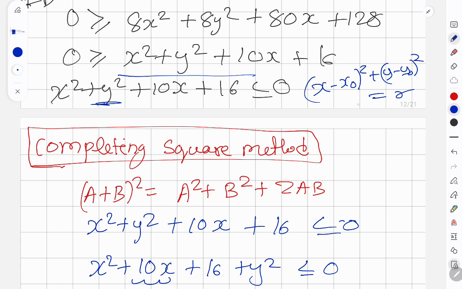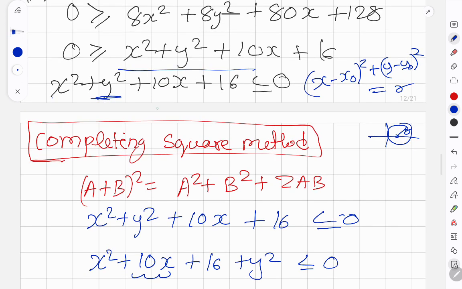If this is some point, this is the equation, this is r. So here, do you know the method of completing the square? Like you had x square plus y square plus 10x plus 16 is less than or equal to 0. Since there is an x term here, I want to make a whole square so that it will be much easier to see the equation. I want to bring it to this form.